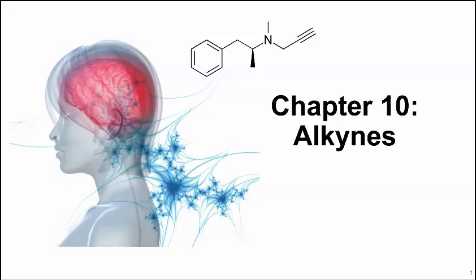In Chapter 10, we'll be looking at reactions with alkynes. What is shown here is an Alzheimer's drug called selegiline, and you can see there is an alkyne functional group in there and also a center of chirality.